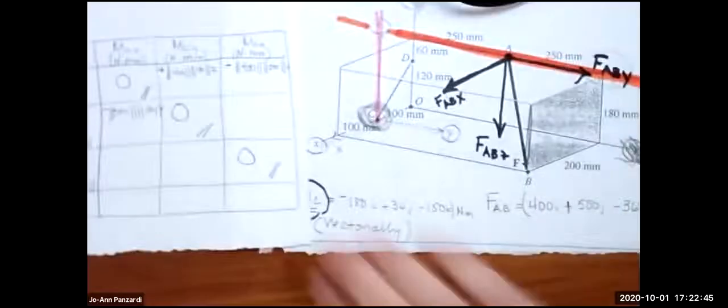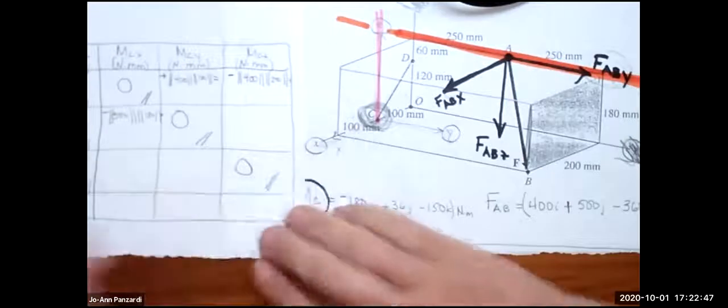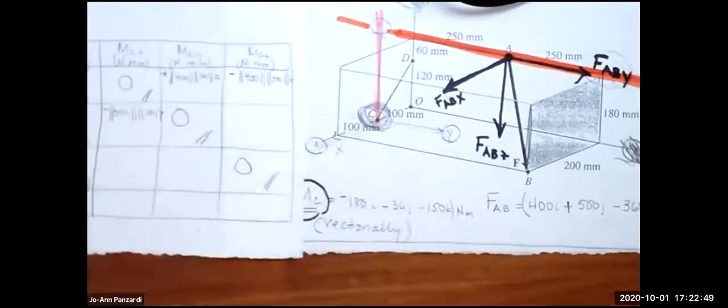Is there a perpendicular distance between the two? Yes, there is. Could you tell what it is? It's 100 millimeters. Right. Positive or negative?